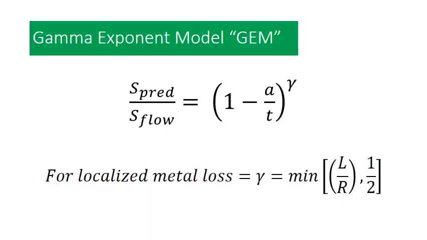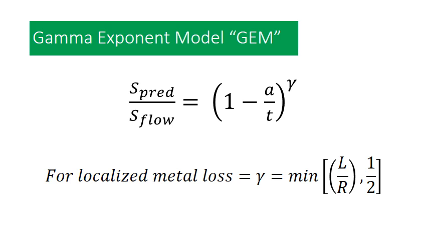Some of you might be familiar with some of my previous videos where I developed something which I call the gamma exponent model, or it's nicknamed the GEM. Here I'm going to show you the very simplified form which I use for metal loss or corrosion flaws. We have a remaining strength, which is equal to the predicted failure strength over the flow strength, and that's equal to (1 minus A over T), all to the gamma exponent. A over T, which we saw just a moment ago, is the flaw depth ratio, so the flaw depth divided by the wall thickness, and so that 1 minus A over T represents the remaining ligament thickness, and all of that is to the gamma exponent.